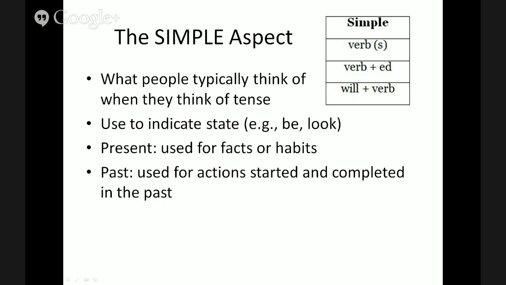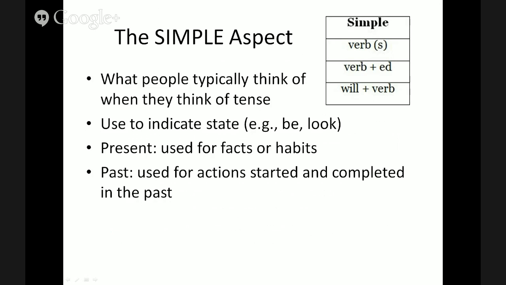So we're starting off with the simple aspect, and this is what people typically think of when they think of tense. You think of past tense, you think you add ed to the verb. That's the simple aspect. Or in present tense, you add s for he, she, it, right? That's simple tense. Or simple aspect. You use it to indicate state, and the verbs that you would use for that would be be, look, seem, appear. Those are all states.